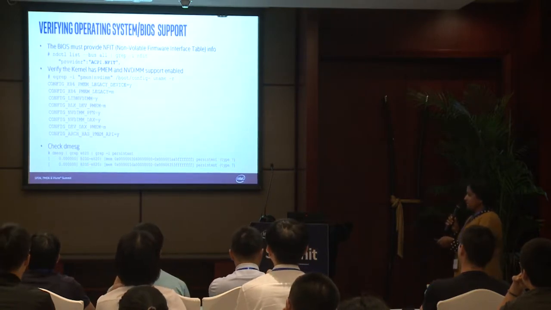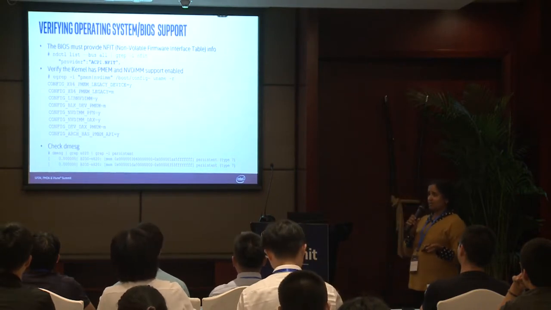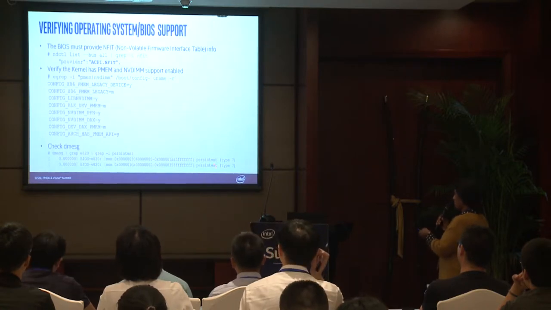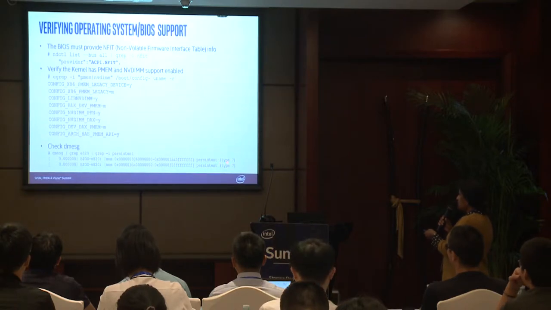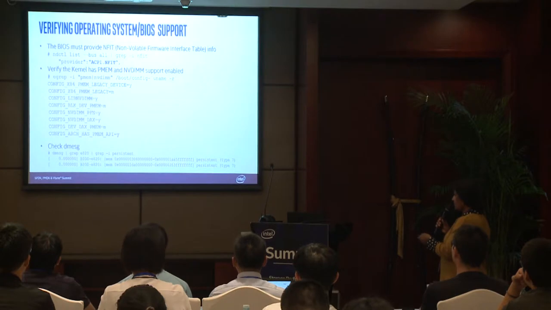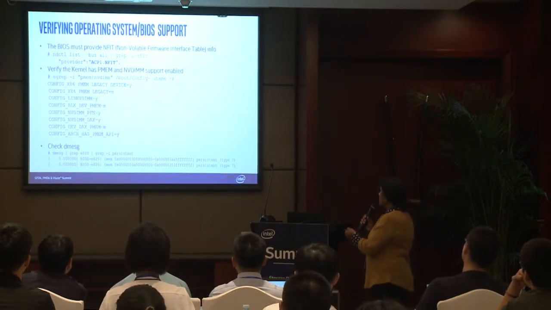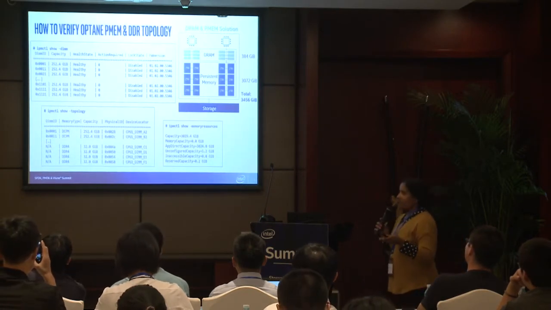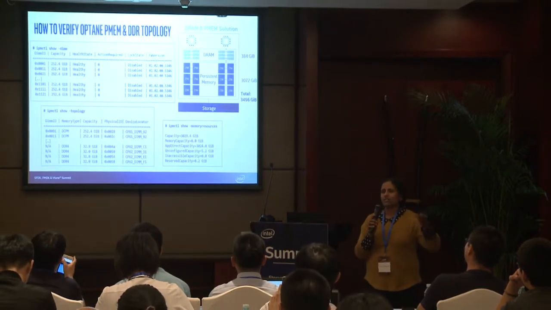Again, you can also look at dmesg to see if persistent memory devices are identified as it's booting up. So type 7 shows that the device is persistent. So these are some basic things, again, to verify if you have support. So now you've verified that your BIOS supports persistent memory and your kernel supports persistent memory. Now what's the next thing you need to do?